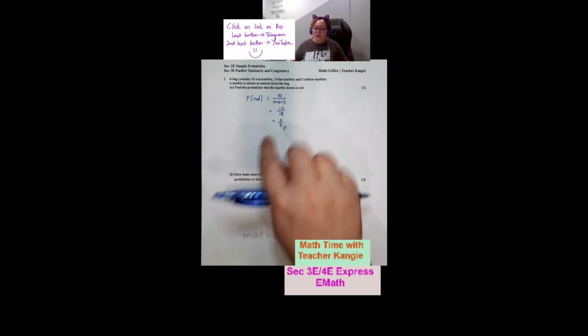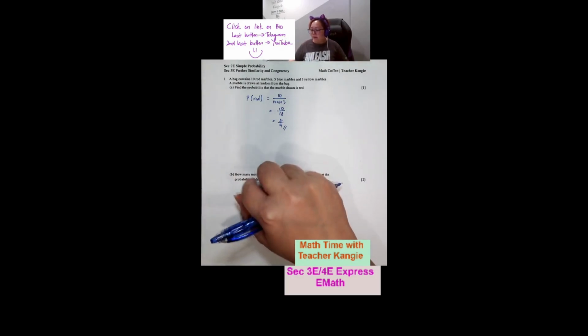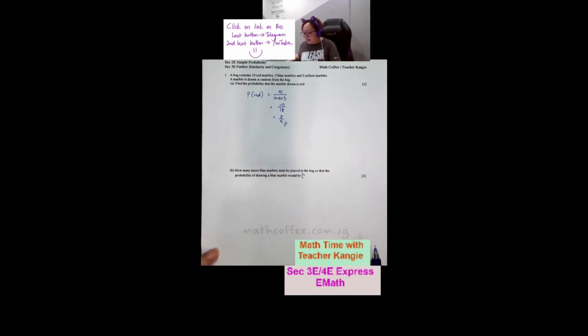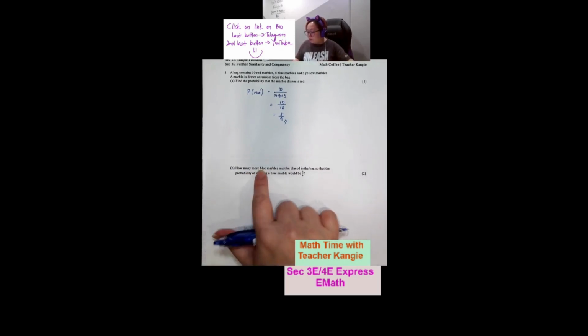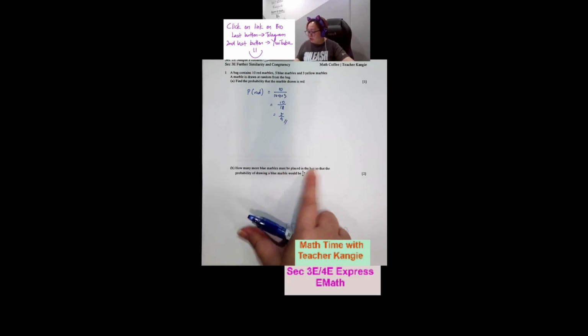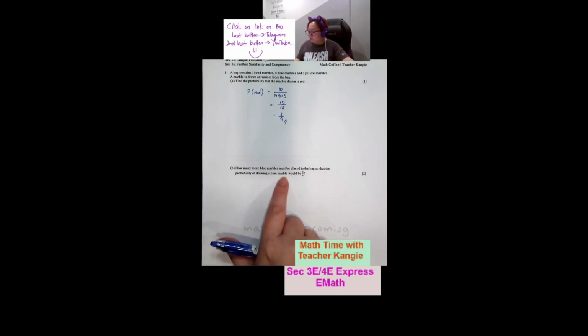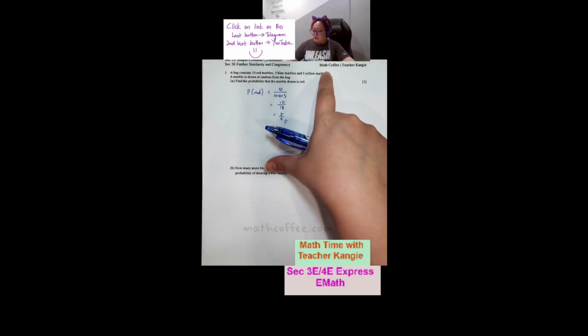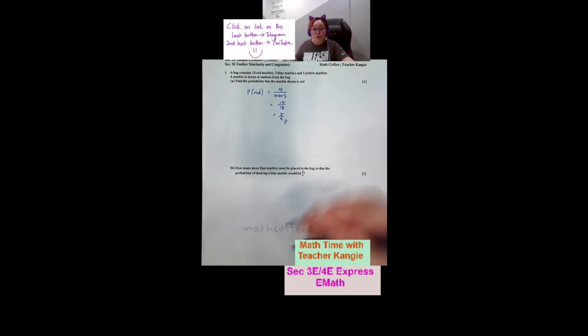Okay, so most people will be able to handle 1A. Maybe mathematics students will not be able to do the 1B. So how are you going to do the 1B? How many more blue marbles must be placed in the bag so that the probability of drawing a blue marble would be 3/4? Initially, it has 18 marbles. So now you've got to add some blue. We do not know how many blue, correct?